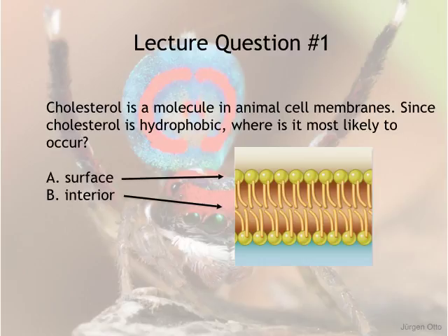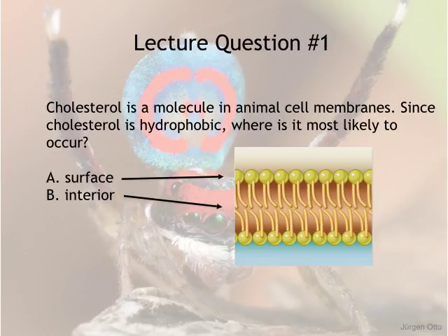So question 1, cholesterol is a molecule in animal cell membranes. Since cholesterol is hydrophobic, where is it most likely to occur? On the surface of the lipid bilayer or the interior of the lipid bilayer? So for this question, you have to know that the surface of the lipid bilayer, either surface, is composed of the hydrophilic head of the phospholipid. It loves water, so it's on the outside surface.